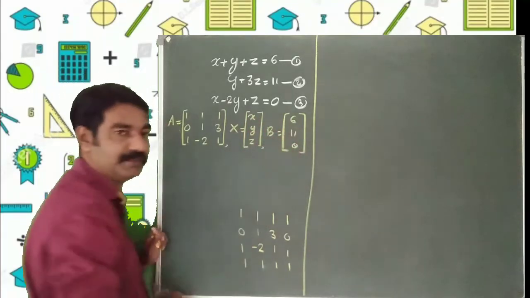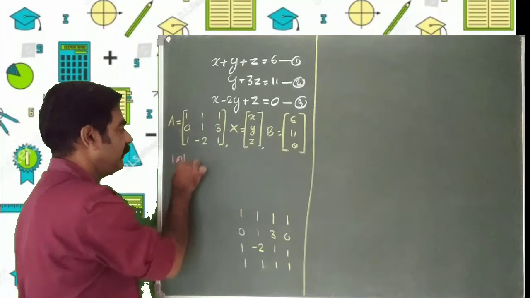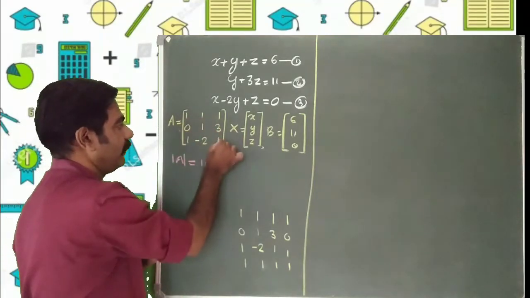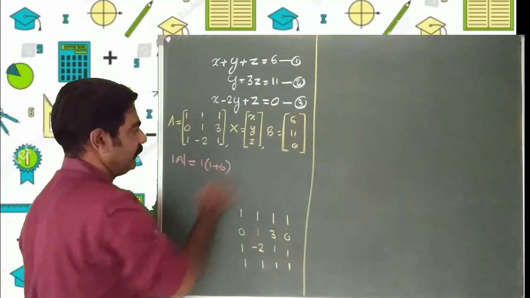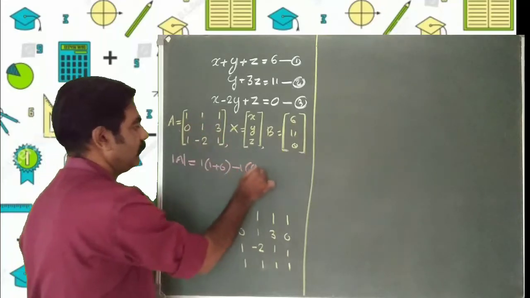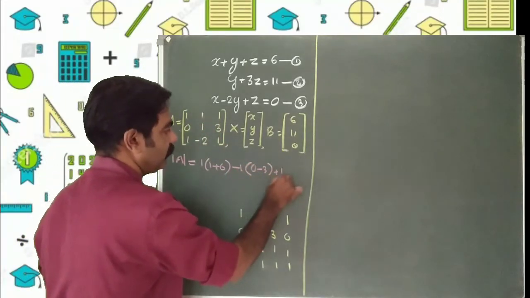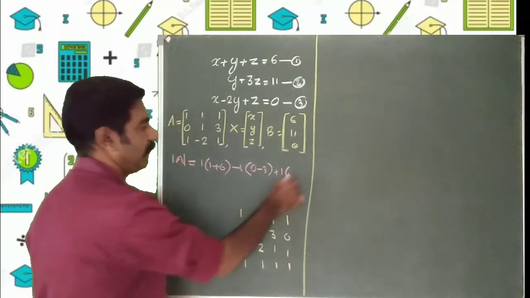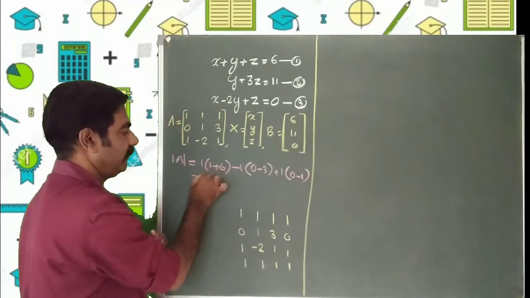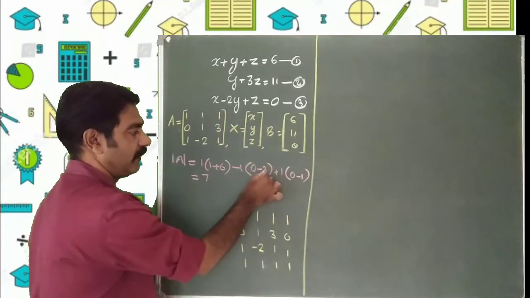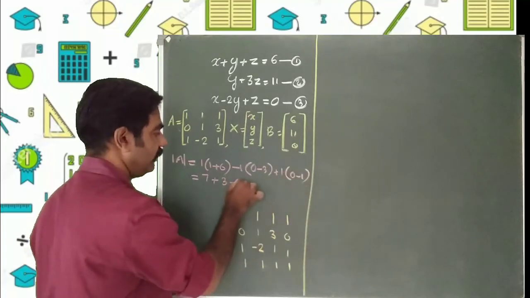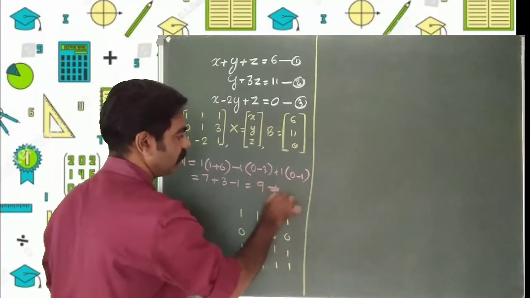[6, 11, 0]. Now, first you have to find the determinant. So the determinant is 1 into 1 into 1 is 1 plus 6. Then minus 1 into 0 minus 3, plus 1 into 0 minus 1. That's equal to 6 plus 1 is 7, 0 minus 3 is minus 3, into minus 1 is plus 3, and 1 into minus 1 is minus 1. The total is 9, which is not equal to 0.